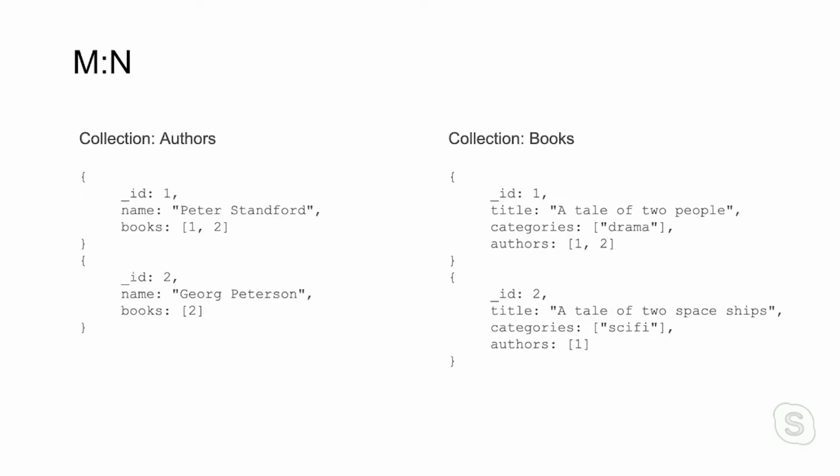And the M2N is similar, but you've got the IDs on both sides. So the author has IDs of the books he wrote, and the books have IDs of the authors who have written them.